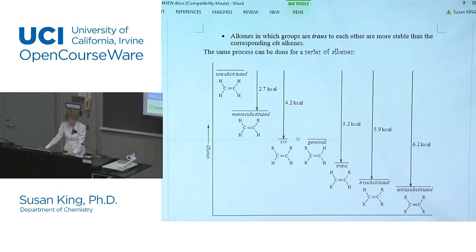All right, turns out that alkenes in which groups are trans to each other are more stable than the corresponding cis alkenes.